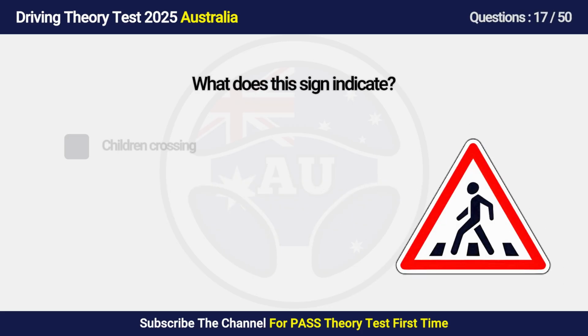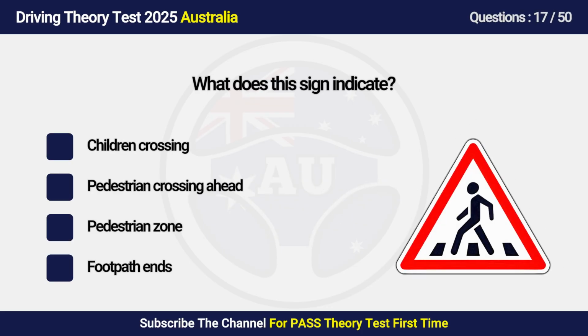Question 17. What does this sign indicate? A. Children crossing. B. Pedestrian crossing ahead. C. Pedestrian zone. D. Footpath ends.